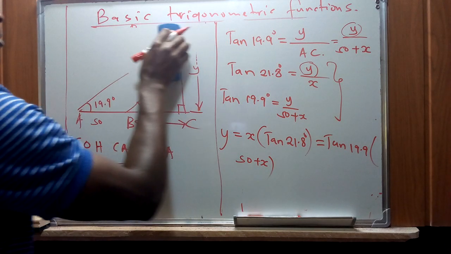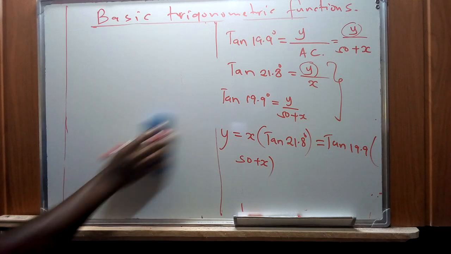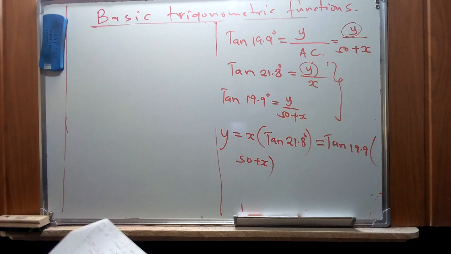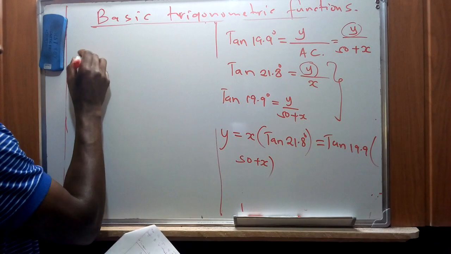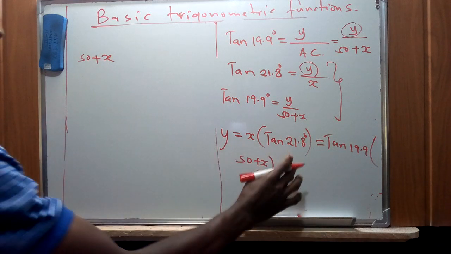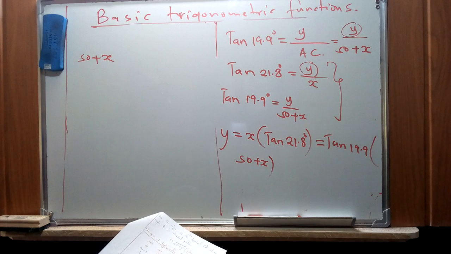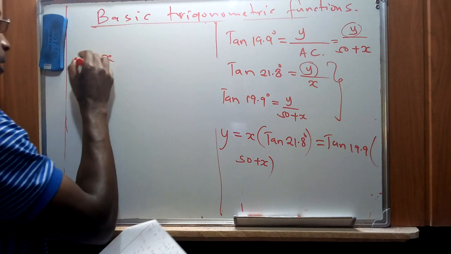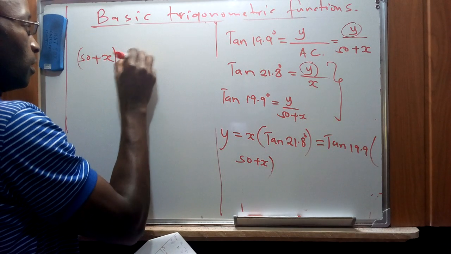So from our tables we can find the values of the respective tans that we have just written on the board. And we're going to have an expression that is going to appear as 50 plus x, the tan of 19.9, and reading from the table, it's going to be 0.3620.